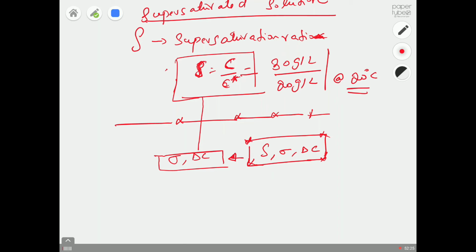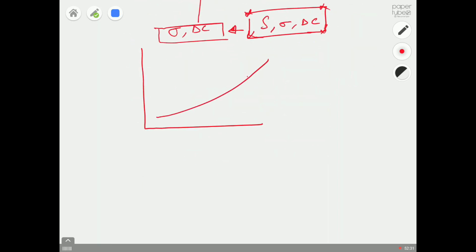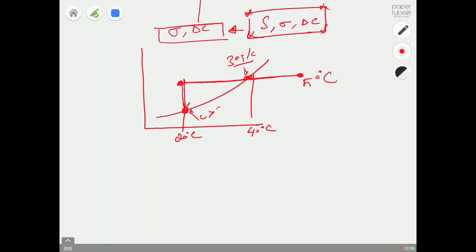So that's how we create a supersaturated solution. I hope you all can understand. I'm just going to repeat how to do it one more time. You have 40 degrees centigrade and 20 degrees centigrade. You add 30 grams per liter, which is the solubility concentration at 40 degrees centigrade. We heat the solution to 50 degrees centigrade, and then we cool back to 20 degrees centigrade. This way, at 20 degrees centigrade, the concentration will be above the solubility concentration, and from there you can calculate your supersaturation ratio.